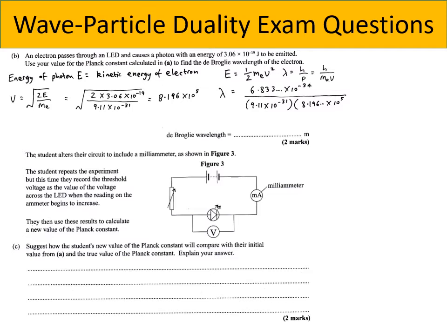So the wavelength, therefore, is equal to 6.833 continued times 10 to the power minus 34. This was what we obtained for Planck's constant from our earlier calculations in part A. We divide that by the mass of an electron, 9.11 times 10 to the power minus 31, and multiply that by 8.196 continued times 10 to the power 5. Should be a closed bracket over there. Please add that along as well.